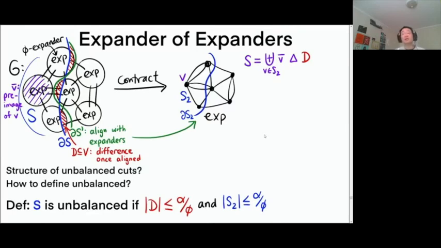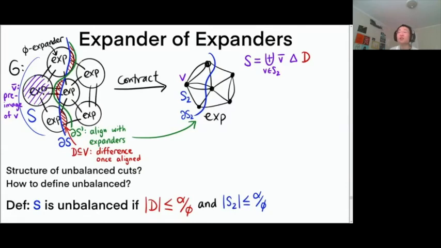So why is this definition of unbalanced useful? Why does this lead to a corresponding construction for this expander of expanders case? Well, let's define the cut S in the following way. So what we do is, for each vertex in the contracted expander, let's define V bar as what we call the pre-image of V.